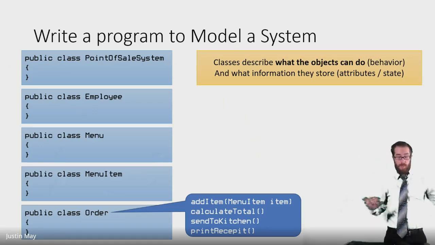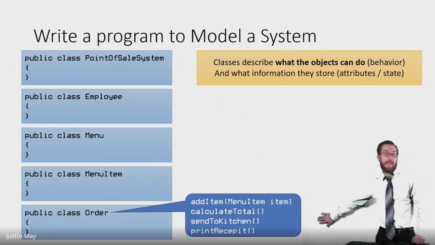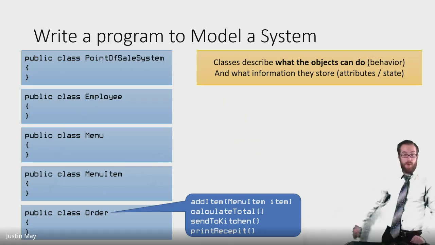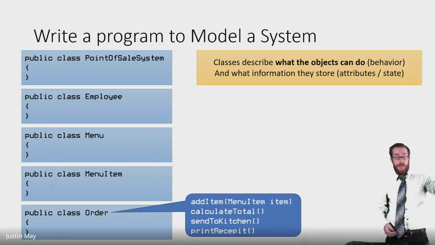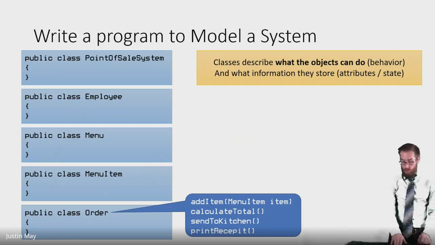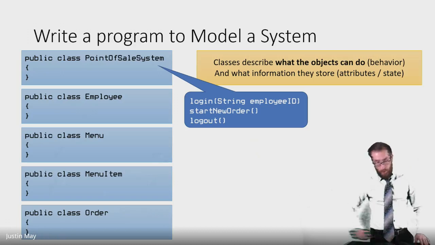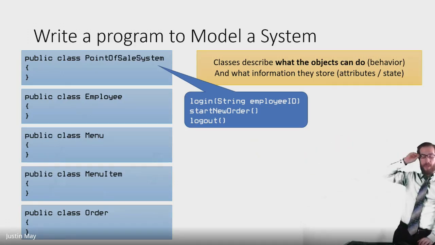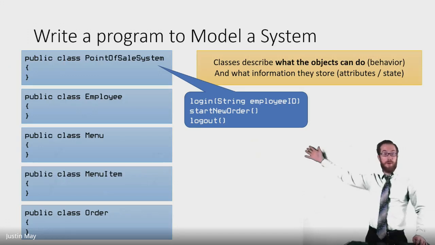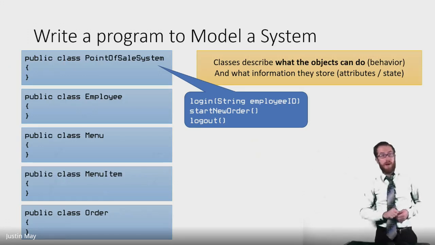You could calculate the total. So what does this person have to pay? You could send the order to the kitchen so people start actually putting the food together to give the order. You could print the receipt so that you can give that to the customer. So these are the behaviors of an order. You'd write methods for those. The point of sale system might have behavior like the ability to log in or the ability to start a new order or the ability to log out. So these are all the things.